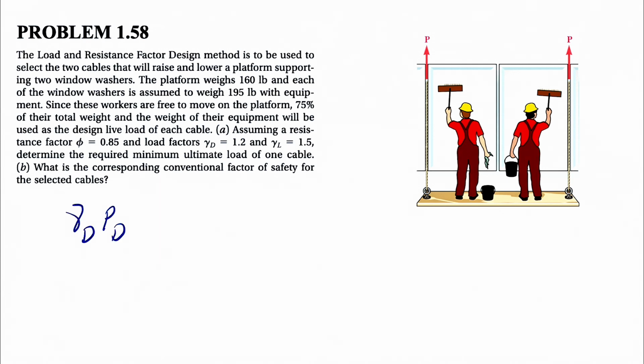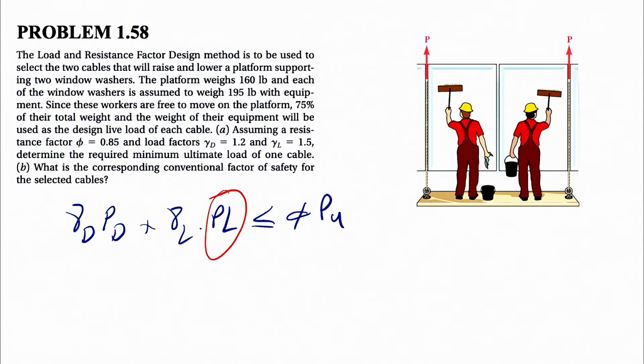we have gamma d times PD plus gamma L times PL has to be less than phi times ultimate force P. This method allows the designer to distinguish between uncertainties associated with the live load, which here we're going to call PL. So PL is our live load, which is the time varying load that can be supported by a structure. For example, here we have these two guys walking on top of this platform, so that would be our live load. And we also have a dead load, which is the self weight of the structure contributing to the total load.